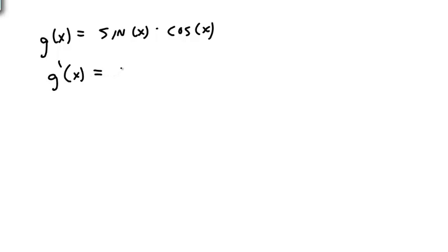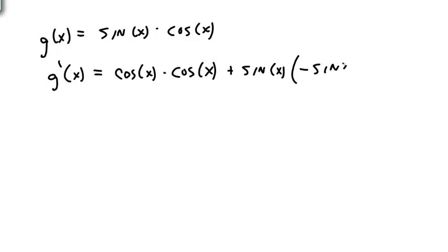Let's suppose we had g of x is sine of x times the cosine of x. I wanted to just sort of review product rule and trigonometric functions. The derivative is the derivative of the first, derivative of sine is cosine, times the second one left alone, and then plus the first one left alone, sine of x, times the derivative of the second one. The derivative of cosine of x is minus sine of x.